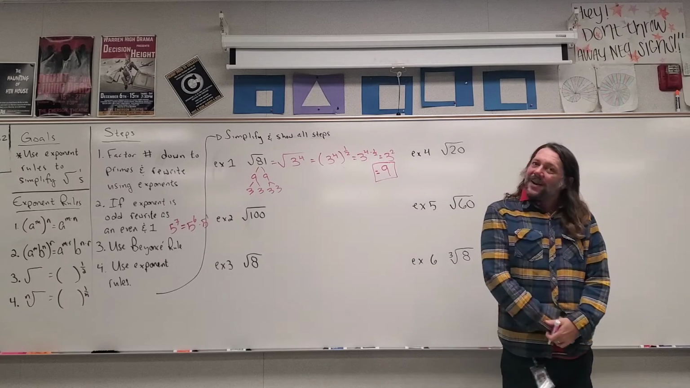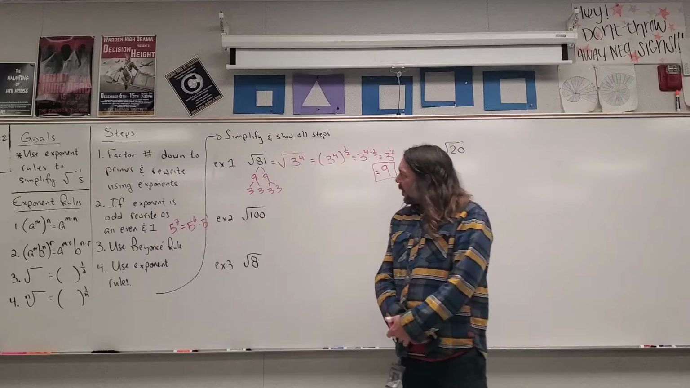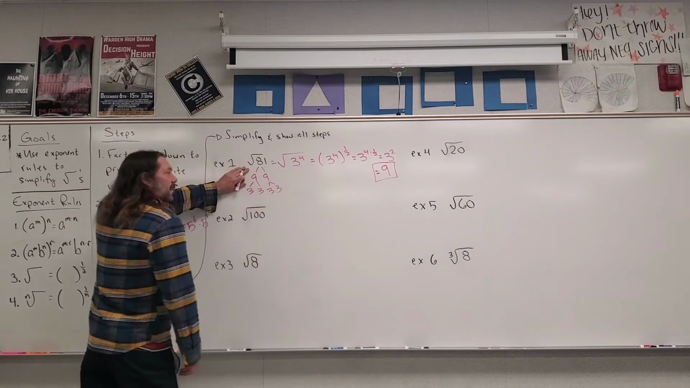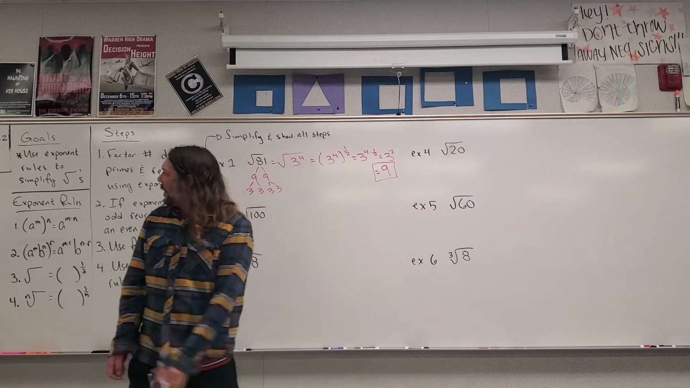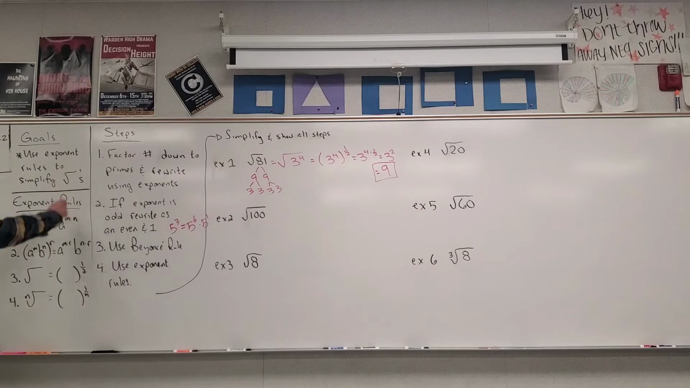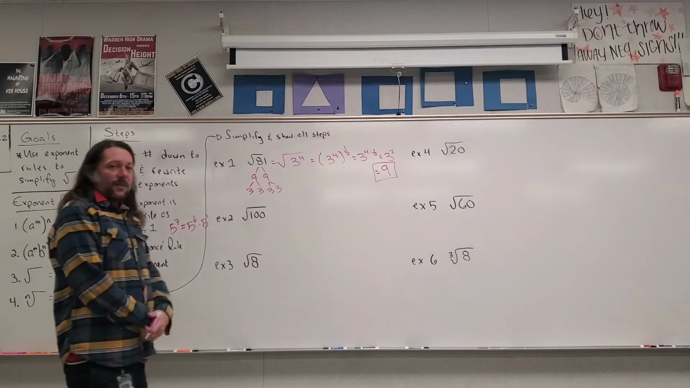So this is what I'd like to see. I want to see the rules being used to simplify this. We know that the square root of 81 is 9, but I want to see how you can use exponent rules to get to that. All right, so that's one type of problem.